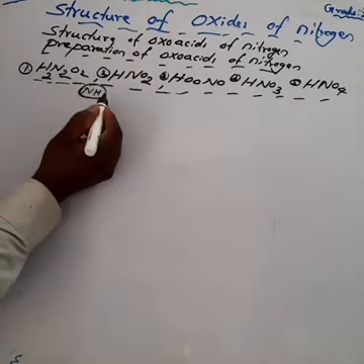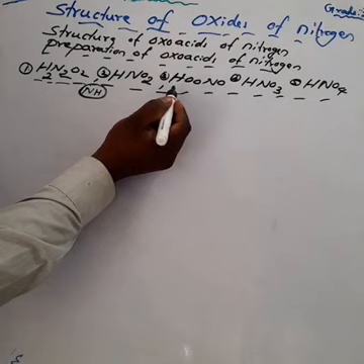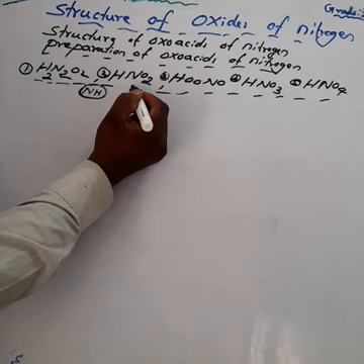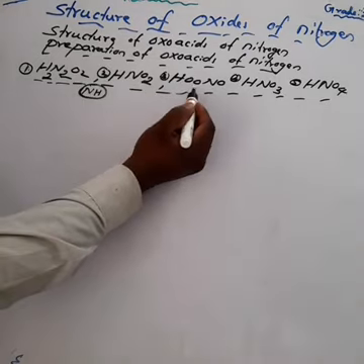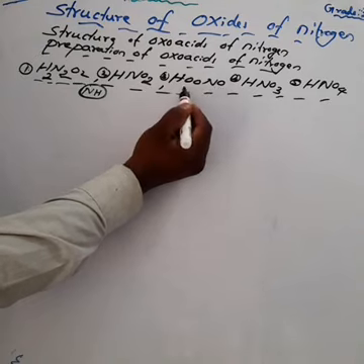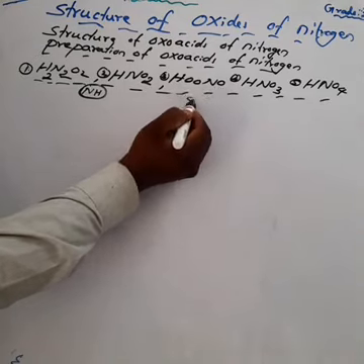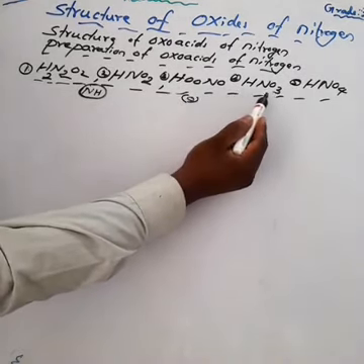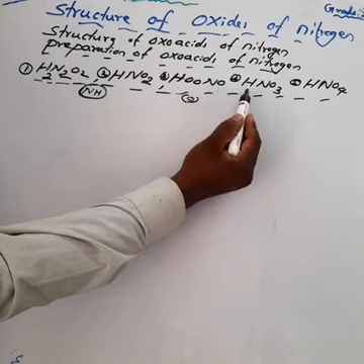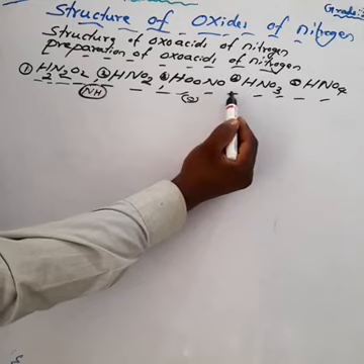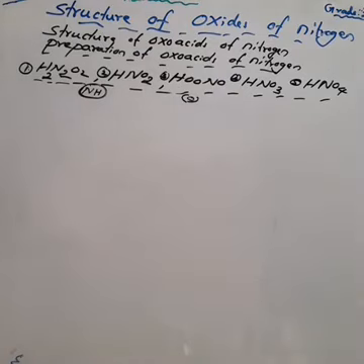Next, pernitrous acid. What is the difference between nitrous acid and pernitrous acid? Nitrous acid, all of you know the formula is HNO2. Pernitrous acid formula is HOONO. Am I right? So one oxygen is in excess. Next, nitric acid and pernitric acid. What is the difference here? Nitric acid formula HNO3, pernitric acid formula HNO4. Excess one oxygen is in which one? Pernitric acid.